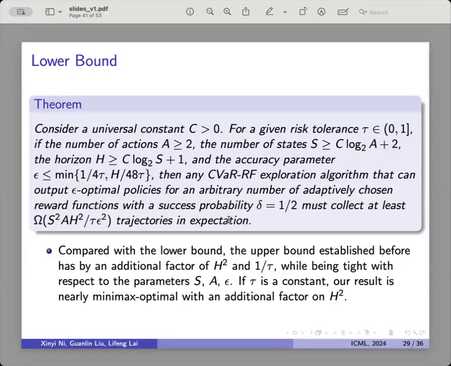And we also analyze the lower bound for any CVaR IF exploration algorithms. And we can see that the number of trajectories is lower bounded by big omega of S squared times A times H squared divided by tau times epsilon squared. Compared with the lower bound, the upper bound established before has an additional factor of H squared and 1 over tau, while being tight with respect to the parameters S, A, and epsilon. And if tau is a constant, our result is nearly minimax optimal with an additional factor of H squared.